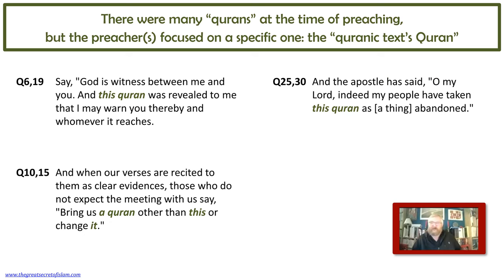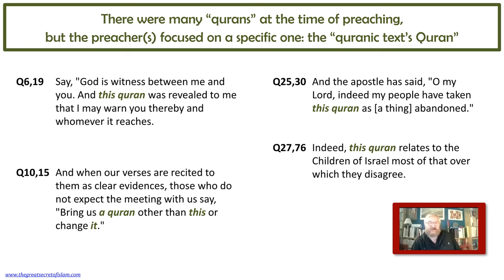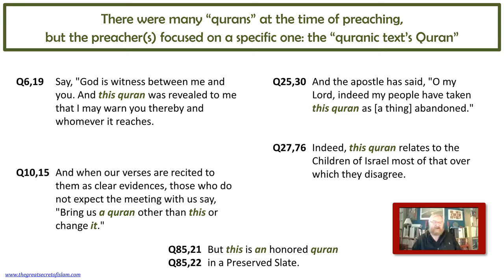In Surah 25, verse 30, and the apostle has said, O my Lord, indeed my people have taken this Quran, again the expression this Quran, as a thing abandoned. Again, the same. You cannot say this Quran if there is only one Quran. You have to have several Qurans in order to use the expression this Quran. The same here, Surah 27, verse 76. Indeed, this Quran relates to the children of Israel most of that over which they did agree. But this is an honored Quran in a preserved slate, which means, a contrario again, that there could be other Qurans that are not honored.